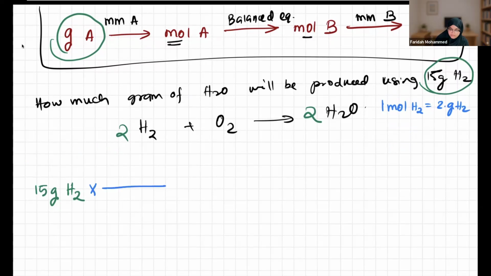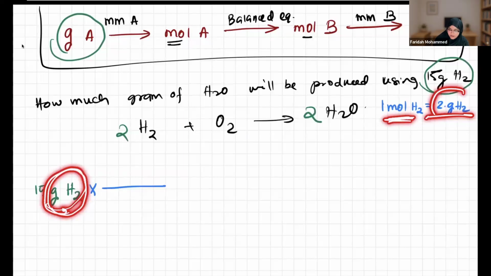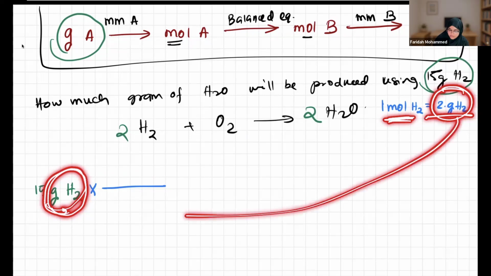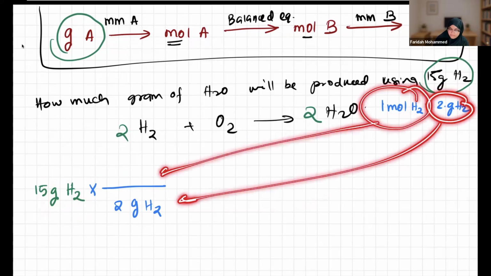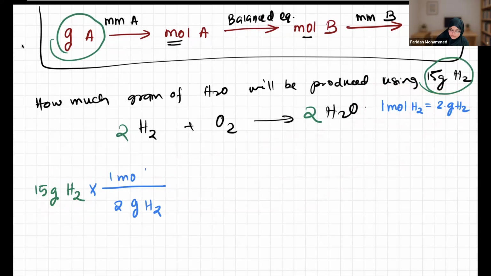So what goes on the bottom? Because you have grams of hydrogen and you want to cancel this. So which part is going to go on the bottom? The one with the gram. So you're going to have 2 grams of hydrogen on the bottom. And if one of them goes on the bottom, the other has to go on the top. You cannot skip it, okay? Then 1 mole of hydrogen goes on the top, and grams of hydrogen cancel out.